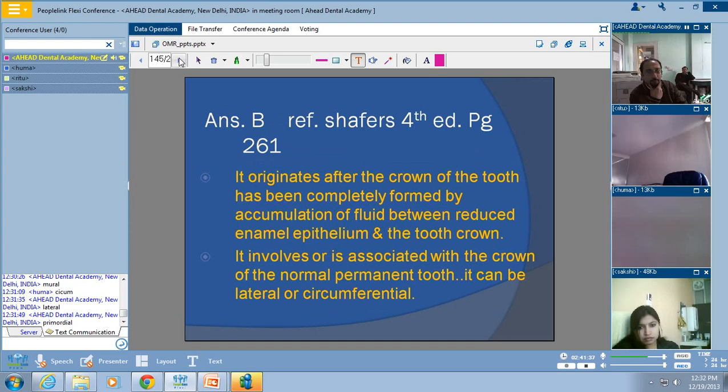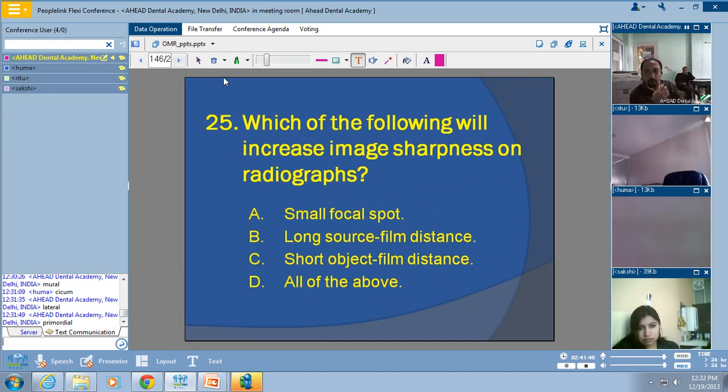Next question, which of the following will increase the image sharpness on the radiograph? Well, indirectly we have covered this question a few minutes ago. So what would be your answer? How do we like our focal spot to be, as small or as large as possible? Small, isn't it? Long source to film distance, is it required or not? Yes, short object to film distance is also required. So the correct answer is choice D, all of the above. It's a pretty easy question, I think.